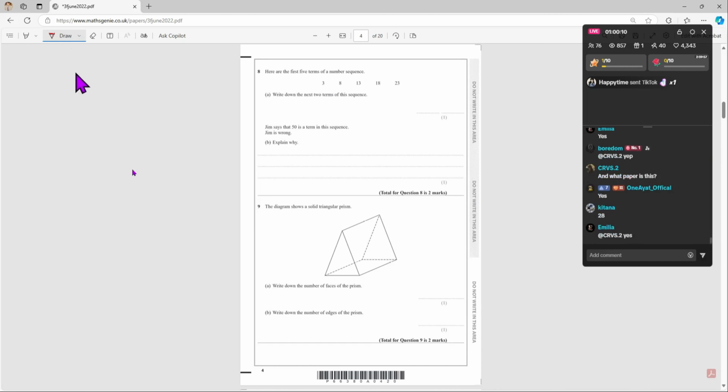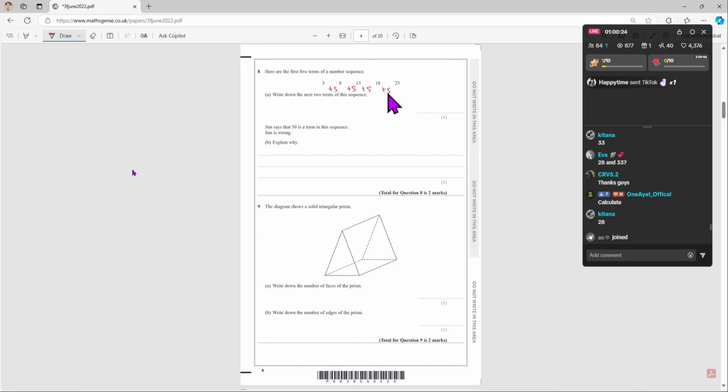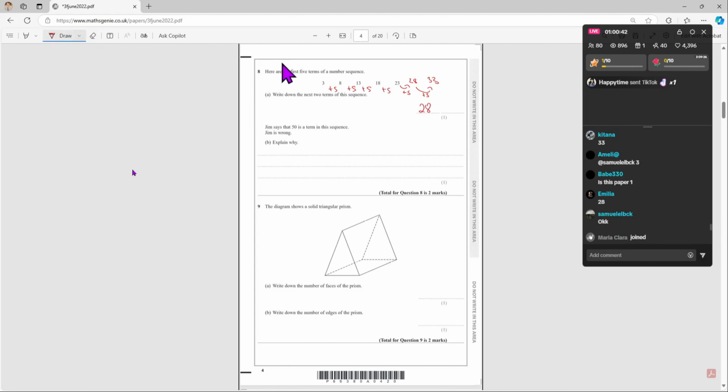So whenever we're working with sequences, you need to first of all work out the pattern. So we know that in this sequence we're adding 5 each time. That means we have to add 5 to 23. So we need 23 plus 5, you're going to get 28. So the next term is going to be 28, and then we're going to add another 5, and that will give us 33. So our next 2 terms are going to be 28 and 33.